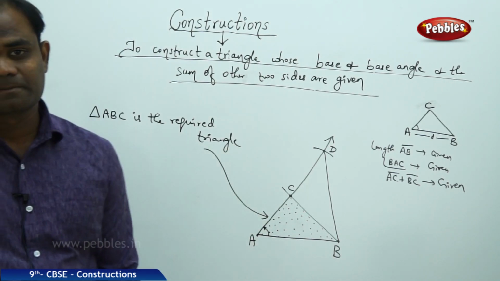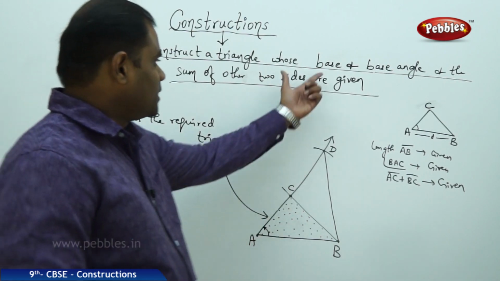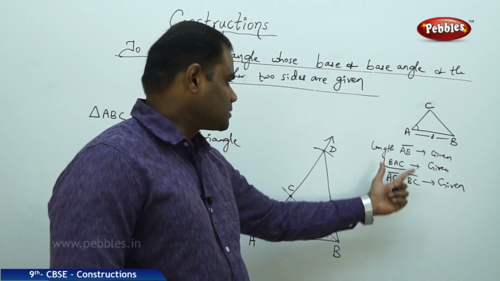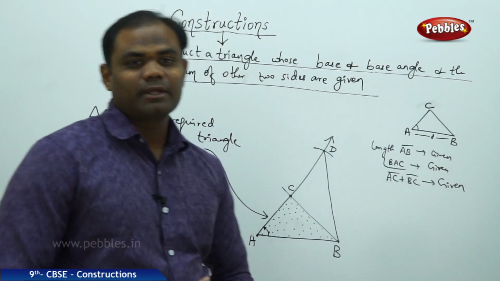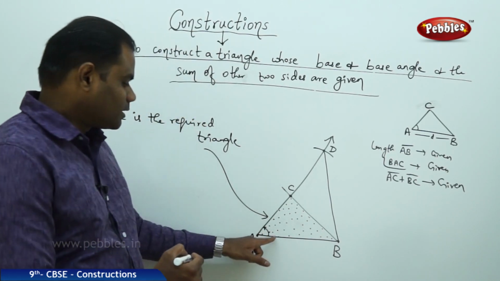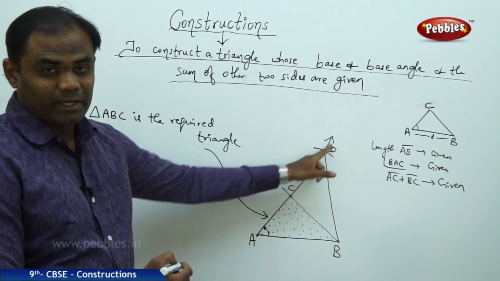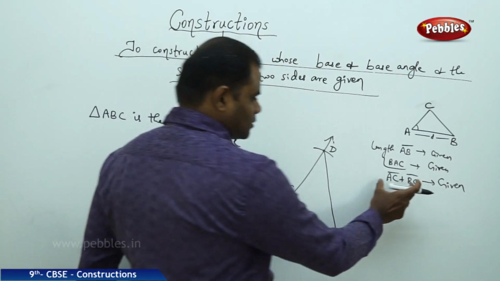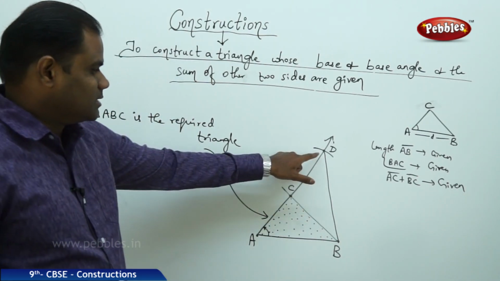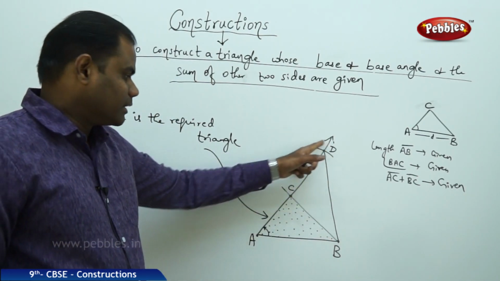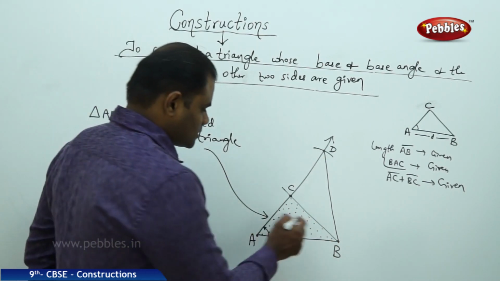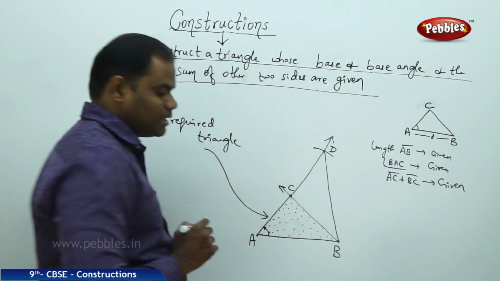is how we get it when there is a base given, base angle given, and sum of two sides AC plus BC given. I first draw the line AB, the base, and then make an angle with the protractor, and then take the measurement of AC plus BC. From A, I cut with the same measurement, it cuts at D. I join DB, then I get a bigger triangle ABD. Then I find the angular bisector at B, which cuts this line AD at C.